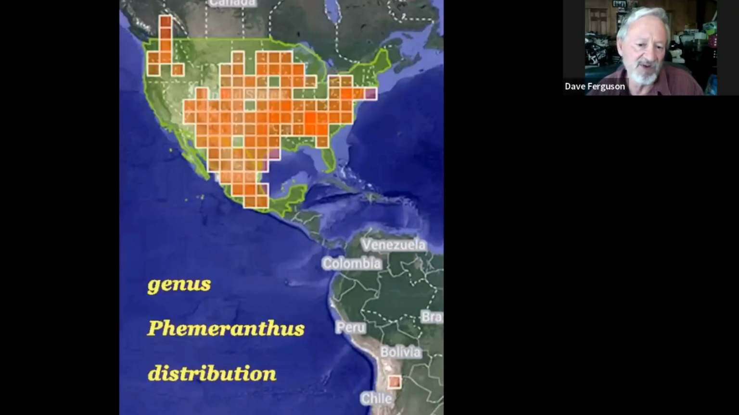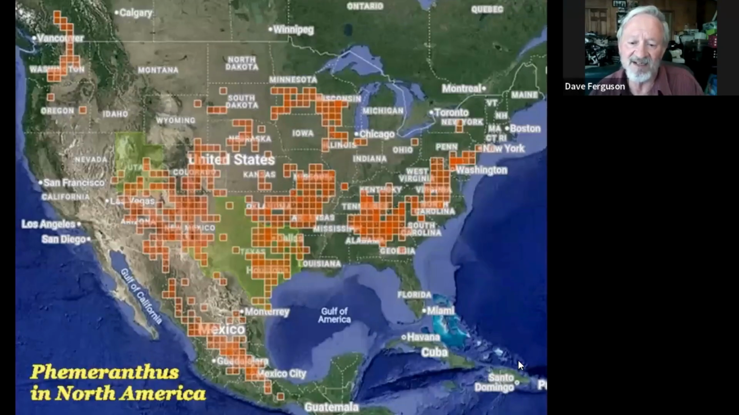So Phemeranthus itself is American. It's not native to anywhere but North America and South America. And there's only one species in South America. Sorry, these maps are a little fuzzy. I screenshot them off of iNaturalist. That was the easiest place to compose them. Anyway, there's one species, Phemeranthus punae, in the Andes. It's closely related to species in Mexico. Otherwise, they're strictly North American.